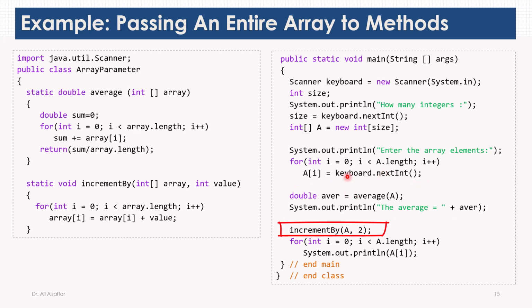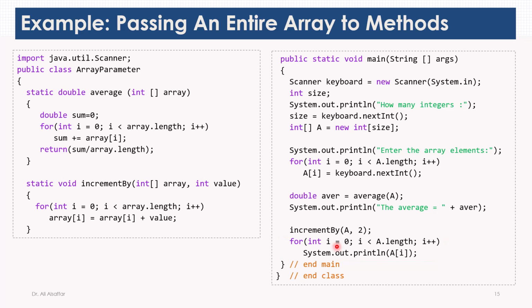When the second method is called and we supply the array A as an input parameter, remember that the method changes the elements of any array passed as an argument. It updates every element by adding value to its elements. So therefore, when we call the method incrementBy and we supply A as an input parameter, when we return back, we will see that every element of A has been updated by adding 2. So this is why when you print after you come back from the call, you will not see the same values that were entered by the user. Why? Because the method has changed its values.